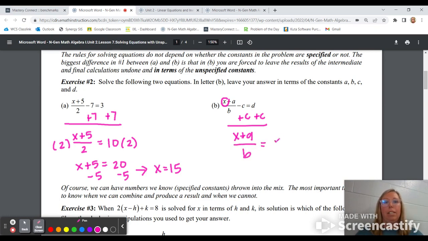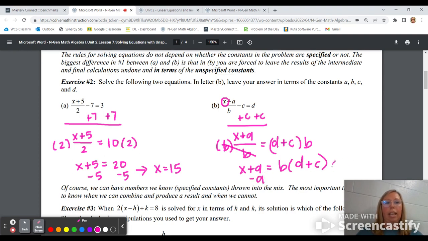over B equals D plus C. Still need to get rid of the B and the A. So now we're going to multiply everything by B, leaving us with x plus A equals. I'm going to move that B to the front to show distributive property. And then finally, we need to subtract A. So when you subtract A, you get x equals B times D plus C, minus A.